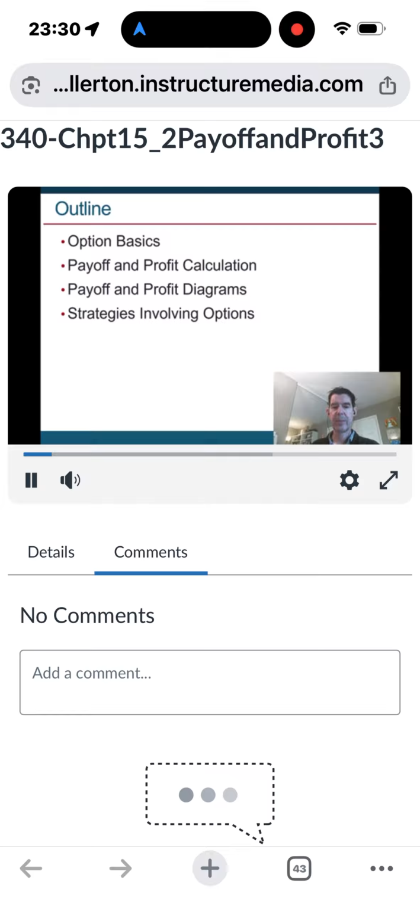Our profit or loss is what? The payoff, this is what happens at expiration. You hold it to expiration. How valuable is it? Minus whatever you paid for it, the price.